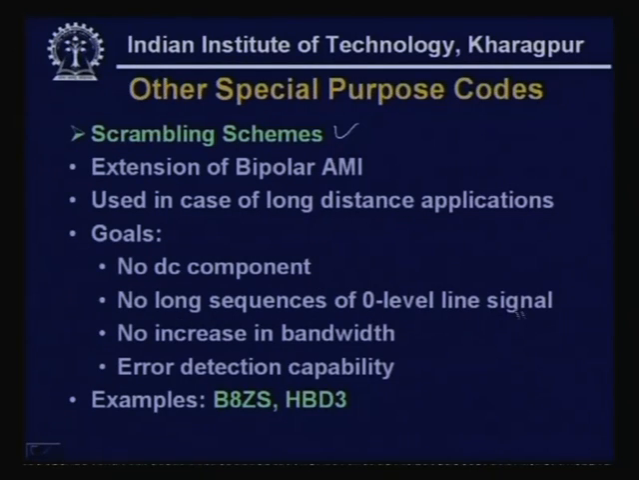no long sequence of 0 level line signal. That means, whenever there are long sequences of 0 level, we shall try to forcibly introduce some transition, however with minimum increase in bandwidth, as we shall see in the next lecture. Then it should have some error detection capability. Examples of such scrambling schemes are B8ZS and HDB3, which we shall discuss in the next lecture.